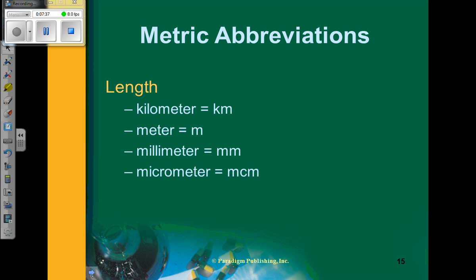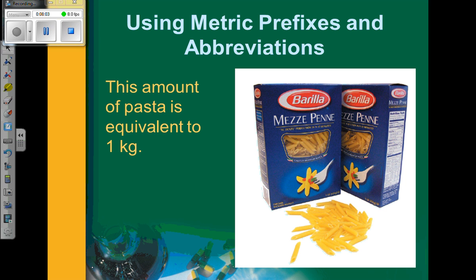Same with length. Kilo, 0.001. It's kilometers. Just meter by itself would be 1. Milli would be 1,000. Micrometer, because it's micro, it's going to be a million. And this information is going to be useful just in conversions.